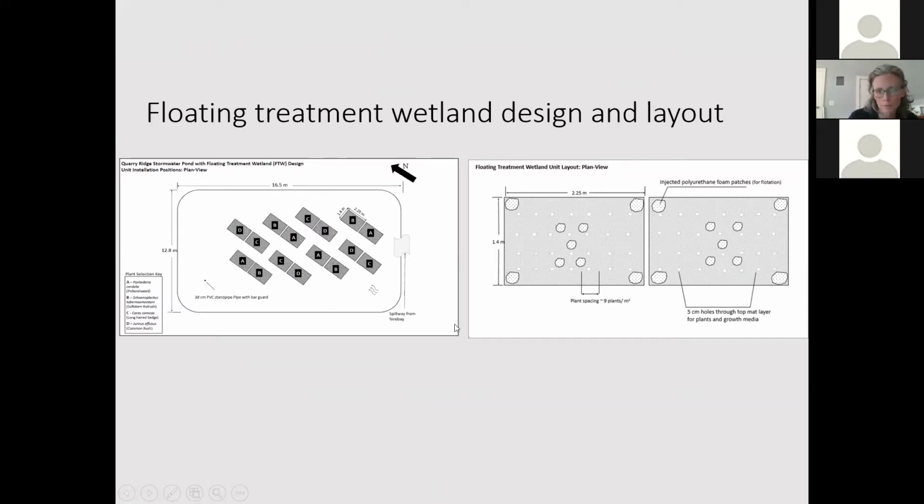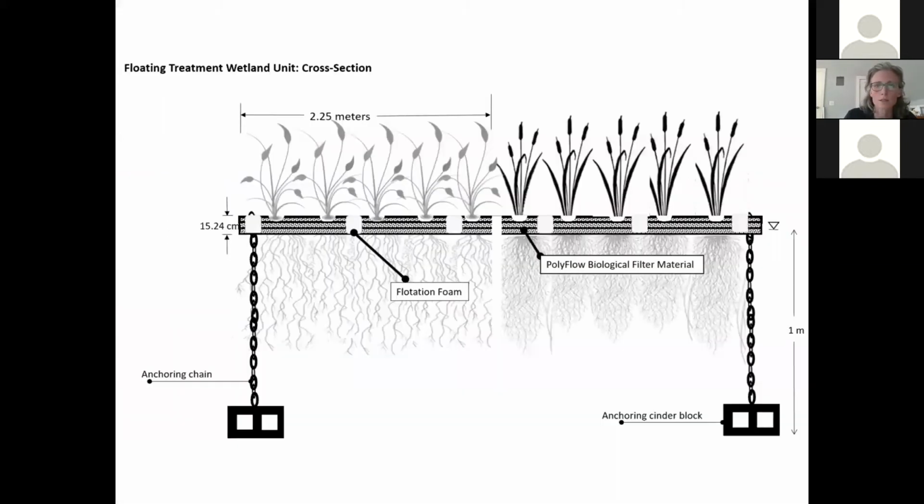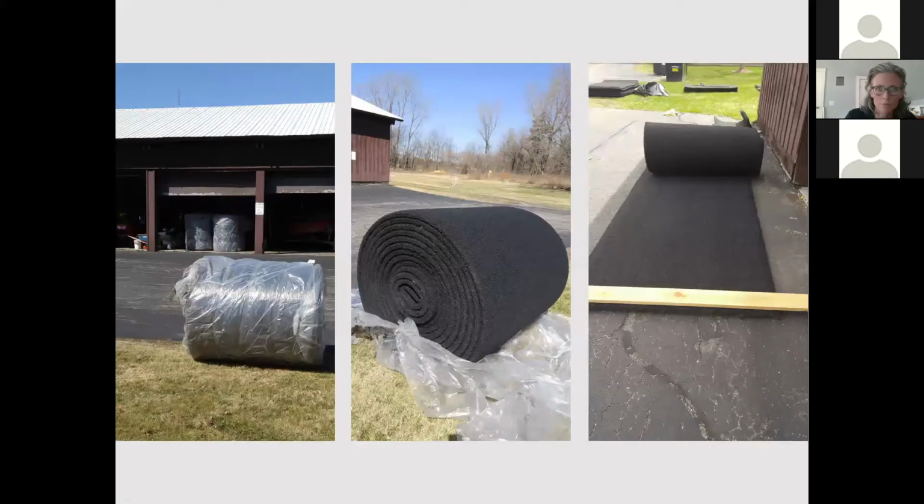Four different species of plants were selected for planting. So each A corresponds to all the rafts with the pickerel weed, and B corresponds to soft stem bulrush, and so on. And then on the right, this is a zoom in of a pair of the rafts and what they look like: how we did the holes, how we did the foam. This is a cross-sectional view of the plan, how they're anchored in the water column, the flotation foam. And this is just a couple of fun pictures of when we were building them.